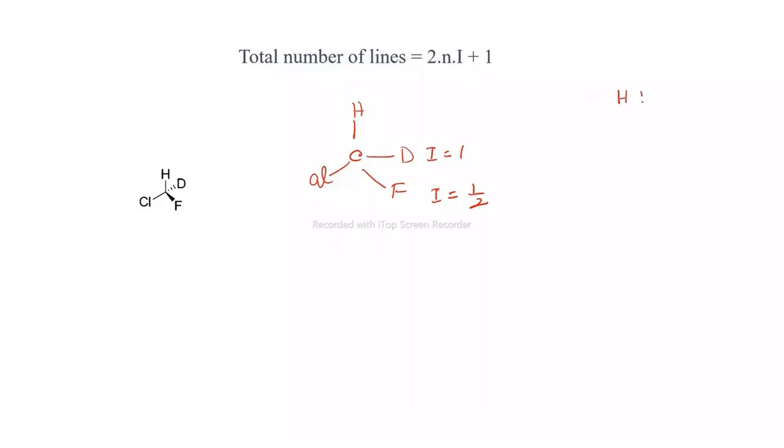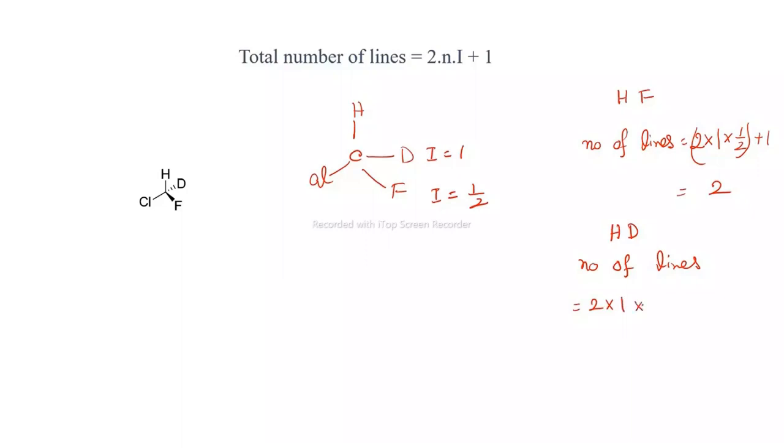So in the HF system, how will hydrogen couple? How many lines do you expect? The number of lines is 2 times n, and how many fluorines are there? 1. So 1 times the I value of fluorine, which is 1/2, plus 1. That will be 2. So if only the HF coupling is there, the number of lines should be 2. Now let's assume fluorine is not there, only the HD system. Then the number of lines would be 2 times n, and only 1 deuterium is there. What is the I value of deuterium? 1, plus 1, so 3. So you will expect 3 lines for the HD system.